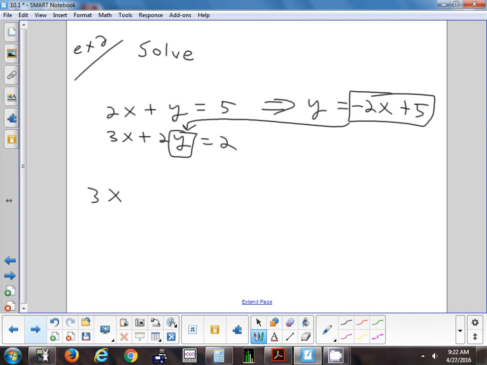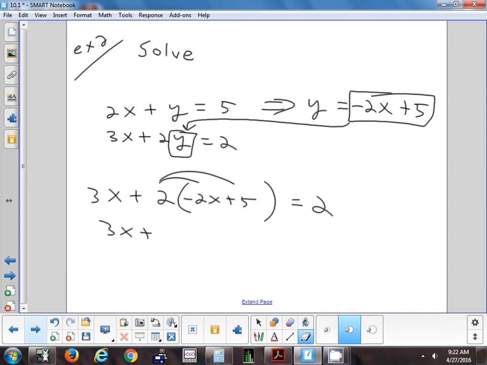Okay. When I plug it in, what do I want to be careful about? So what could I put to maybe avoid it? Parentheses. Yeah, I would put parentheses, especially because you have a 2 in front of this y, which is going to turn into a distributive property. Okay, so we got plus 2. Now fill in everything for y. Negative 2x plus 5. And now just solve for x. So it's going to be 3x minus 4x plus 10 equals 2.